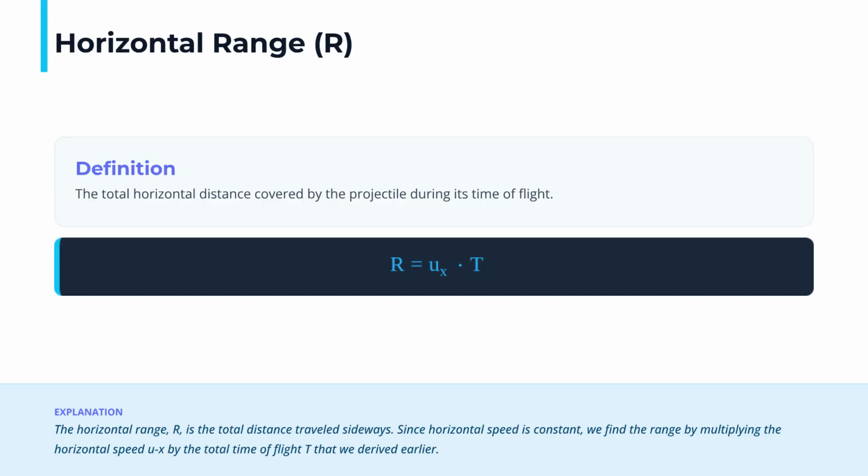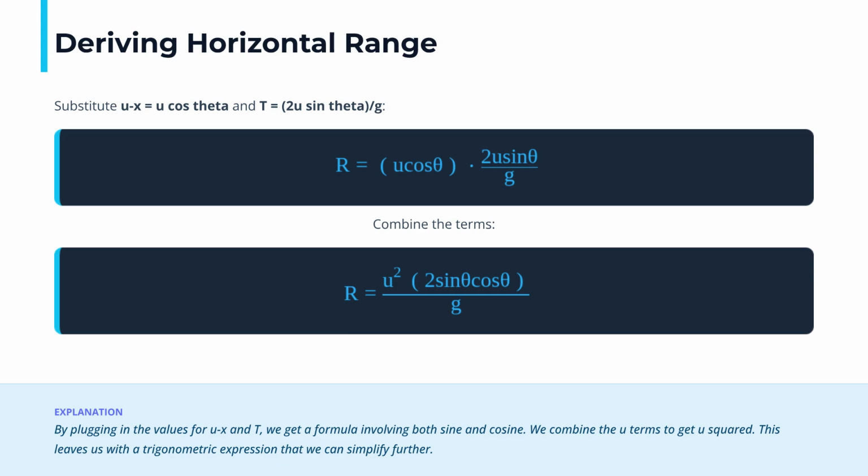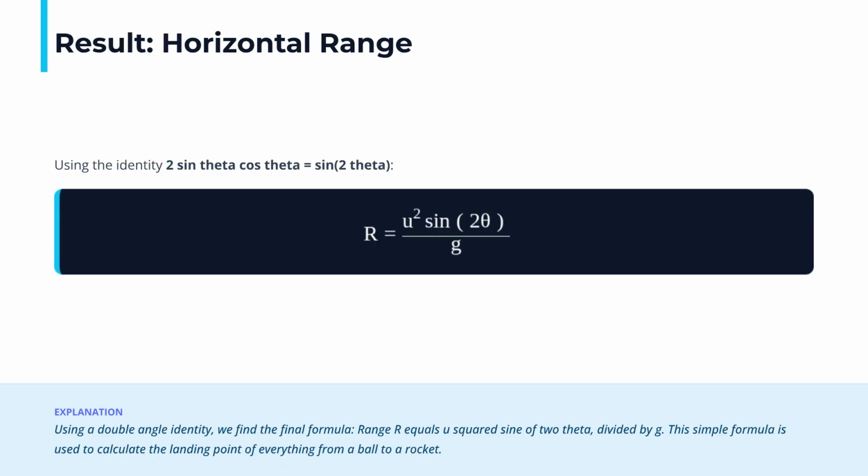The horizontal range, r, is the total distance traveled sideways. We find the range by multiplying the constant horizontal speed u-x by the total time of flight t. By plugging in the values for u-x and t, we get a formula involving both sine and cosine. We combine the u terms to get u squared. Using a double angle identity, we find the final formula. Range r equals u squared sine of 2 theta divided by g.